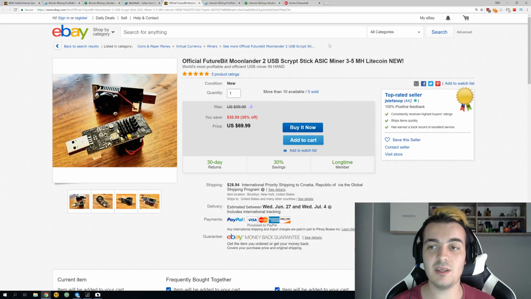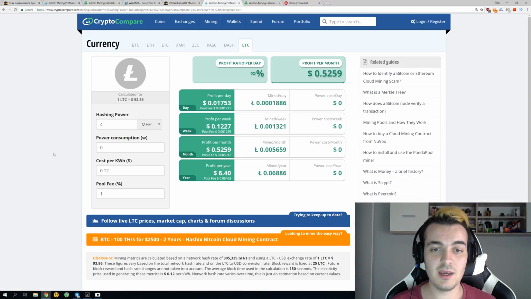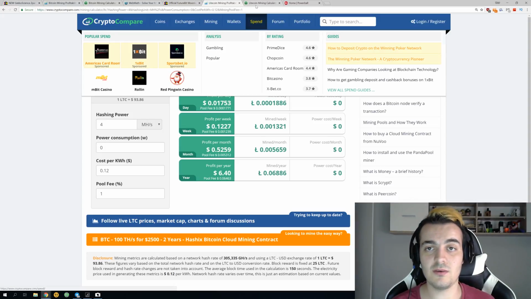And let's take a look at the other miner, and this miner is for Litecoin mining. It does between 3 and 5 megahashes per second, and it costs $70 plus shipping. So we're just going to use 4 megahashes per second. This is some kind of average that you can expect on that miner, and let's see how much you can make. So with 4 megahashes per second, you can make $6.4 per year, and this is also nothing. It is not worth it for you to mine in any kind of pool. You can only mine solo and hope that you find this Litecoin block.